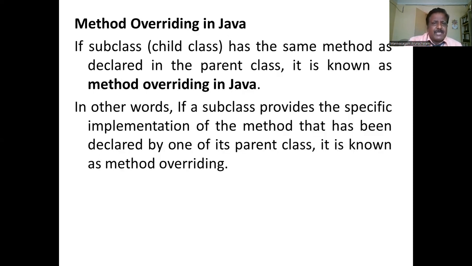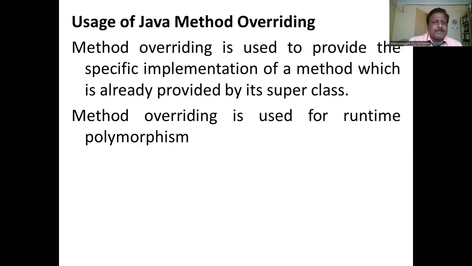Now we will see method overriding in Java. If a subclass has the same method declared in the parent class, it is known as method overriding in Java. In other words, if a subclass provides the specific implementation of a method that has been declared by one of its parent classes, it is known as method overriding.